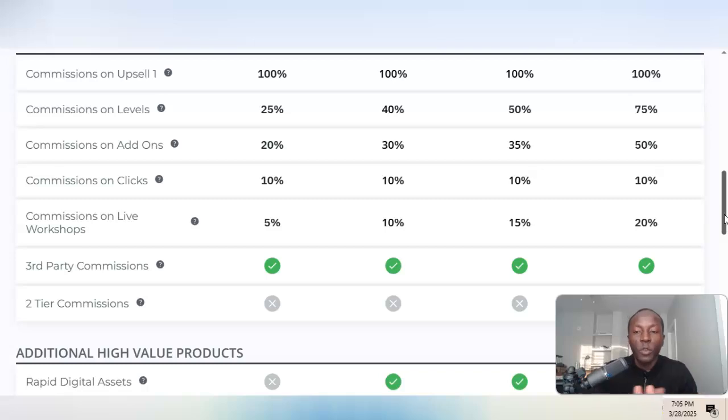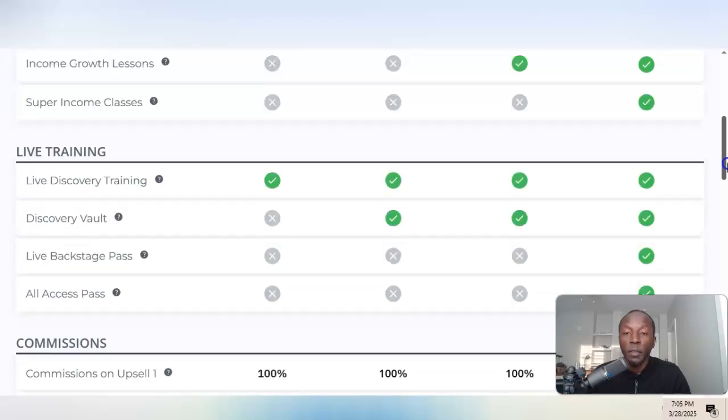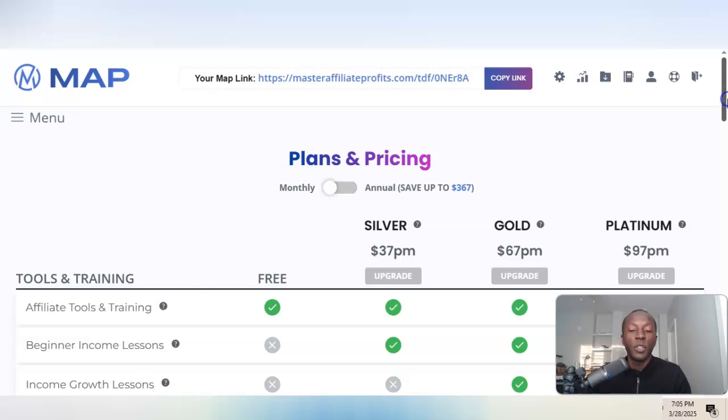But again, like I said, if I had no money, of course, I would go into the free level, and I would start going through the training that they provide, and I would start promoting and start generating sales. And if you're smart, if you start generating sales, I would be looking to upgrade to the highest level as soon as possible. So that's essentially what I would be doing.